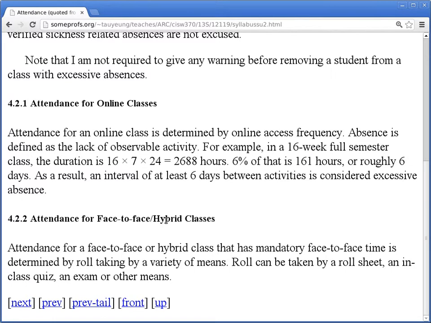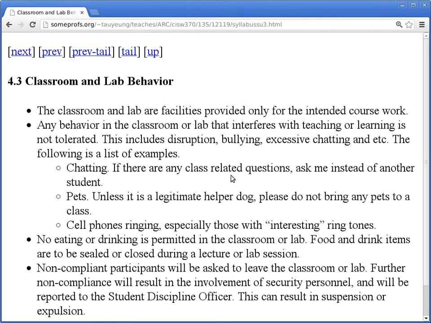Attendance for face-to-face and hybrid classes does not apply in this case. Classroom and lab behavior, obviously most of this does not apply to our class unless you want to go to room 152, which is our CIS lab, to do your homework. In that case, you have to follow those rules. Basically, no food, no drink in the lab, no children, no cell phone, and stuff like that.